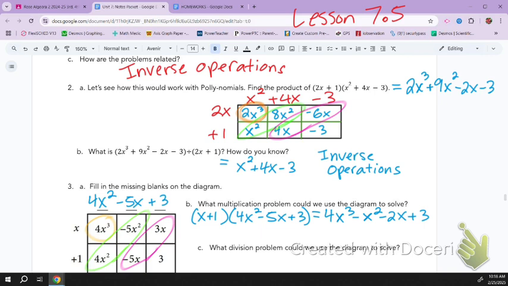So then what would the division problem be? What would the division problem be for this box? Yep. Good. Yes. What just came out of the box, which was 4x cubed minus x squared minus 2x plus 3, divided by that factor on the side. And it would give us the top of the box. What comes out of the top?